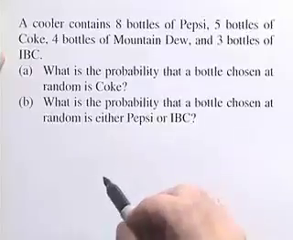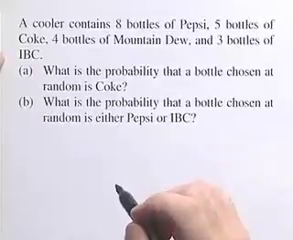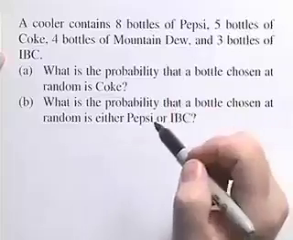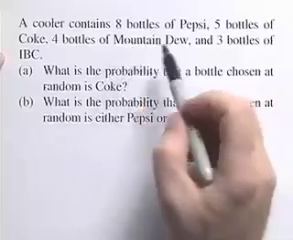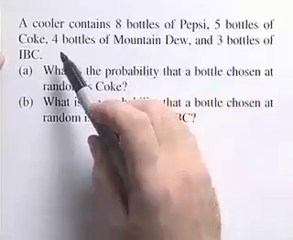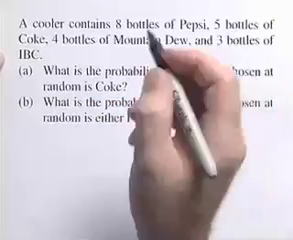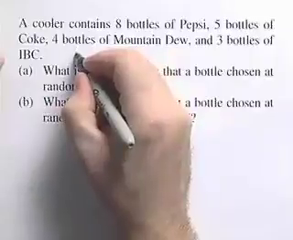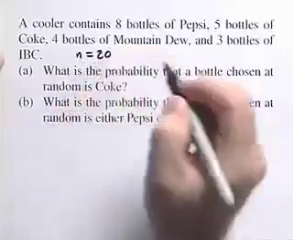Since we're selecting the bottles at random, they all have the same chance of being selected, so they're equally likely. We're going to look at the number of total bottles that we have. We have 8 plus 5 plus 4 plus 3, and that will give us a total of 20 bottles.